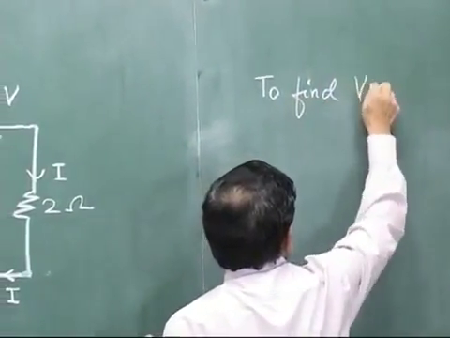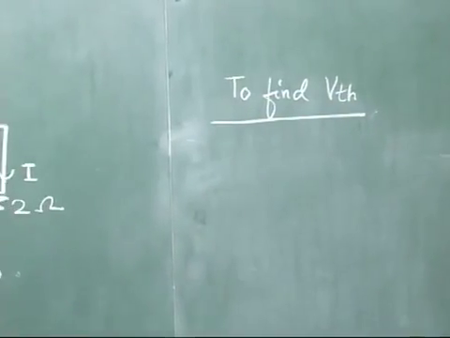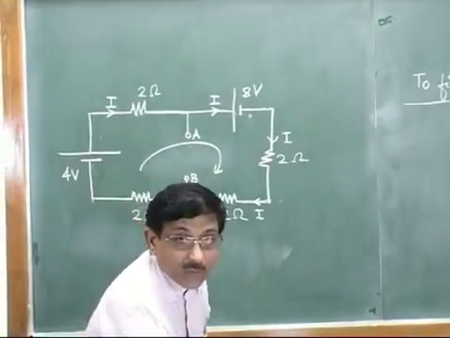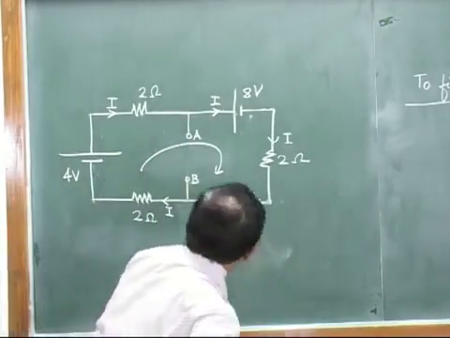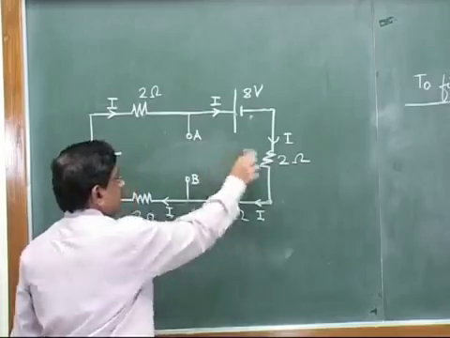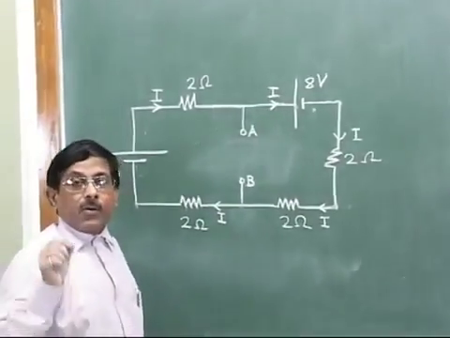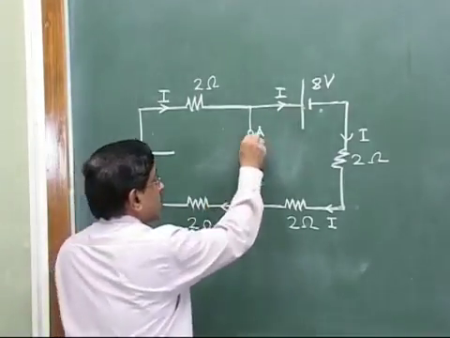Now for this, what should we do? To find VTH, we have to assume an imaginary or fictitious voltage source across those open two terminals. I will just scratch now this arrow because we don't need it now. Okay. So in our step 3, we have to consider some imaginary or fictitious voltage source connected across points A and B. I will just show the source.